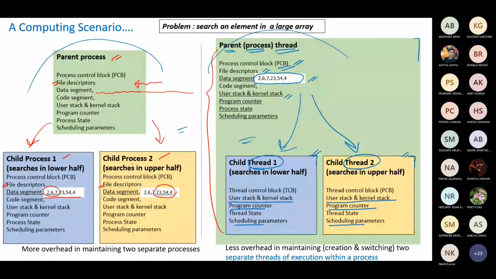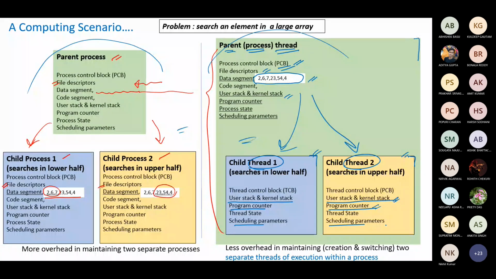They are not as heavy as a process, because they are only differentiated in terms of the stack, both the user and kernel level stack, then the program counter and the scheduling parameters. You have to have separate scheduling parameters for each of them, because each is a different executable entity. So you can define different scheduling parameters for each of them.